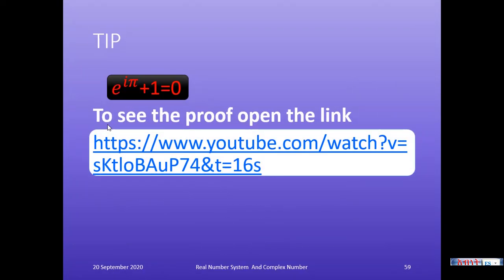And I have a tip, by the way. This is an interesting equation, which is called a beautiful equation in mathematics: e to the power of i pi plus 1 equals 0. Look, e is an irrational number, i is a complex number, pi is an irrational number, and 1 is a real number. A real number, irrational numbers, and a complex number together give 0. It's very amazing, and we call this a beautiful equation.